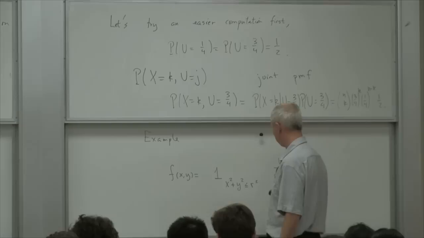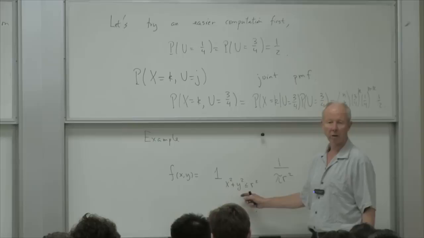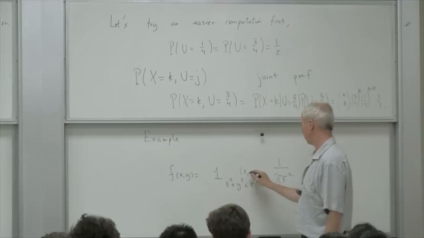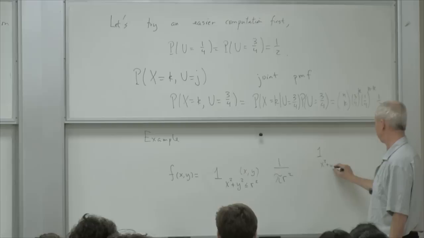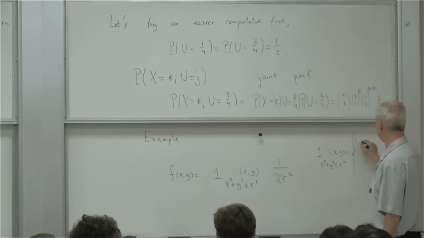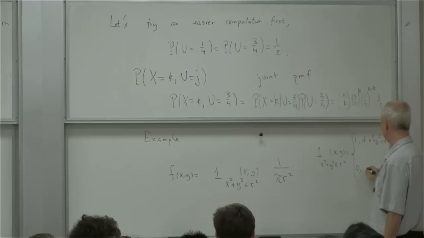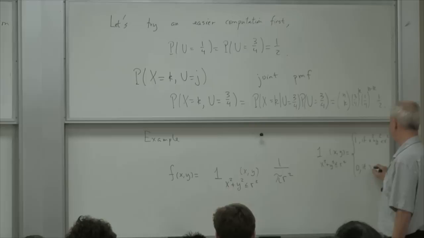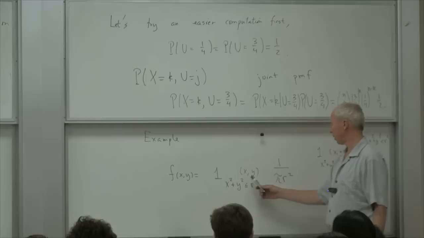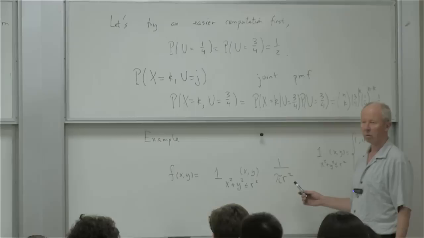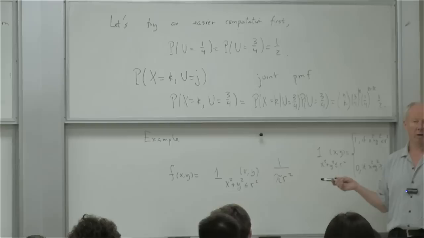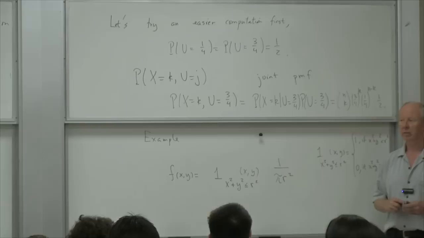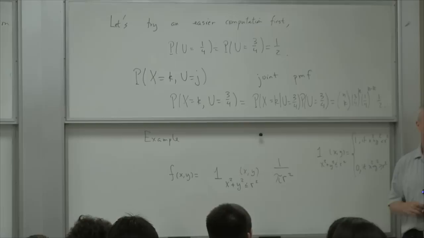Okay, so do you know what this means, indicator of something? This means the function that is 1 if this condition is satisfied, and it's 0 if it's not. So this density is 1 times this number when x squared plus y squared is less than or equal to r squared, and it's 0 when x squared plus y squared is bigger than r squared. So where is this, in words, where is this function different from 0? Inside the circle centered at the origin of radius r. And what's its value on that circle? It's 1 over the area of the circle.